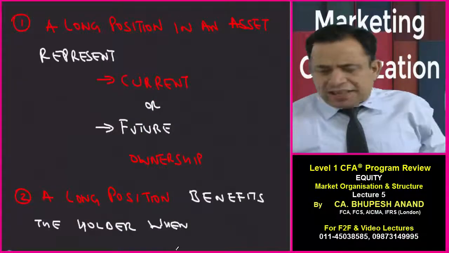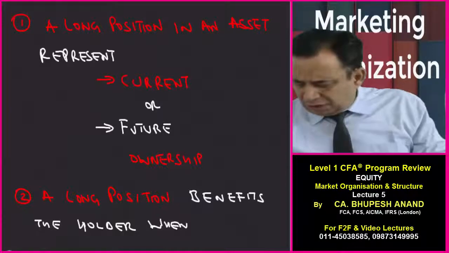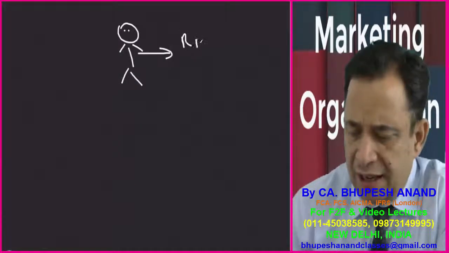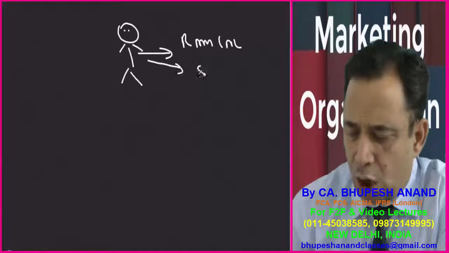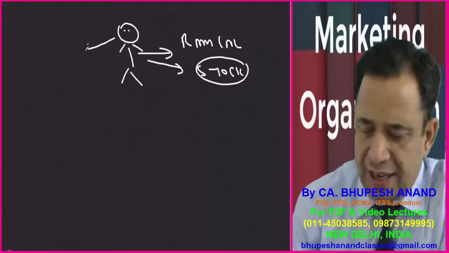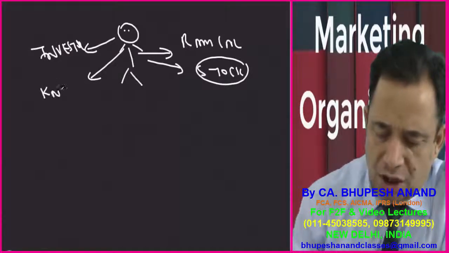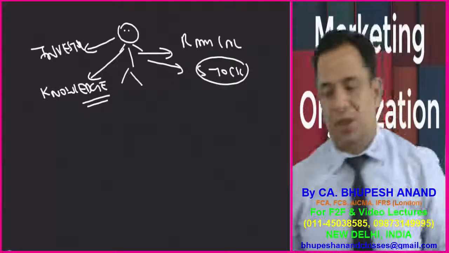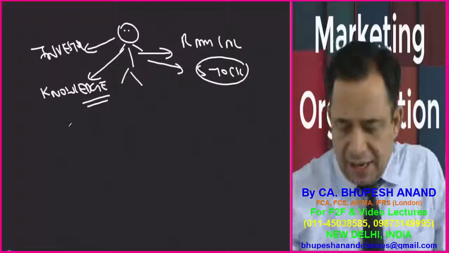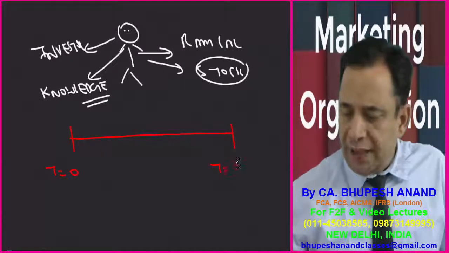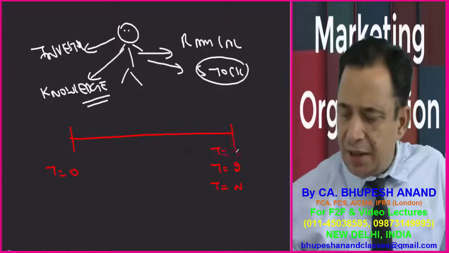The first point, before this, I want to tell you the different types of positions Mr. Ramlal can enter into. I am assuming he is Ramlal and he is investing in a stock. He wants to purchase a stock and he is an investor. I am also assuming that he has the requisite knowledge. Let there be 2 time periods, let it be T0 and let it be T2 or Tn or T3 as the case may be.